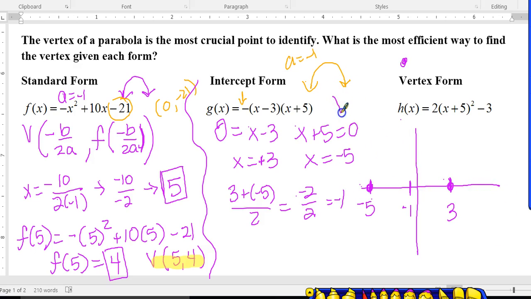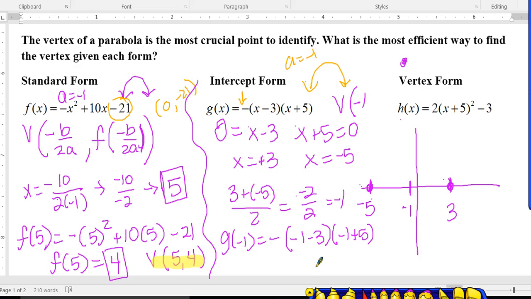So I'm going to put it up here because I'm out of space. I know that in my vertex I'm going to get a -1 for my x, because it has to be dead center between my 2 zeros. Then you know what I do with it? I plug it in to find my y. So g of -1 is equal to the opposite of -1 minus 3 and -1 plus 5. And I plug it in.